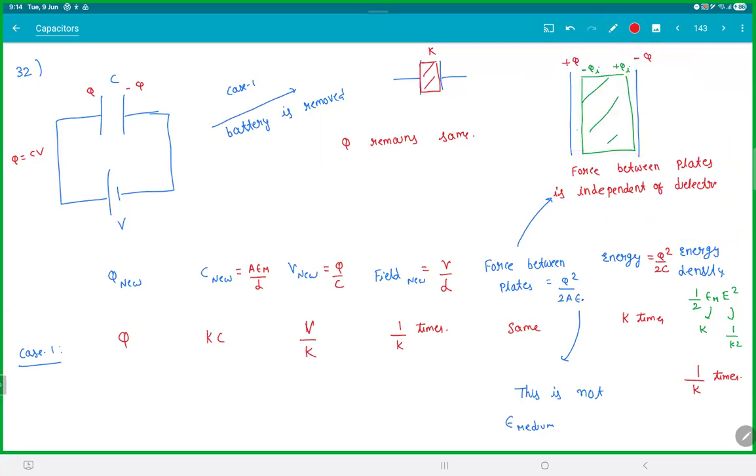Any doubts on this part? Quite an important question. It's a pretty good one. Not difficult, but you have to be careful with things. Clear. Now, can you do the case two?